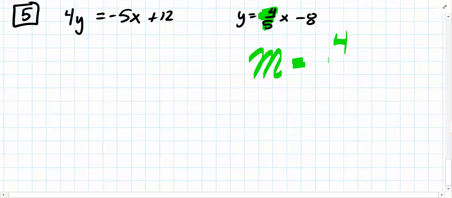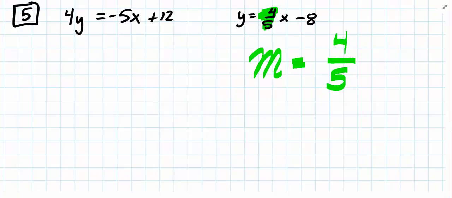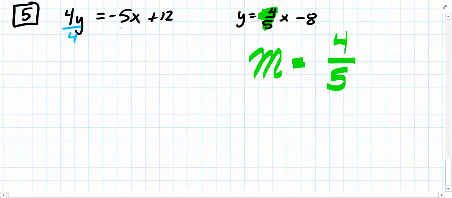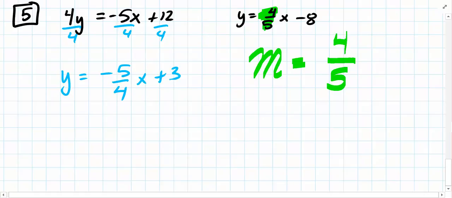Sorry about that. Okay? So I like the idea of what you said before. Let's divide both sides by 4. Let's divide everything by 4. So I get y is equal to negative 5/4 x plus 12 over 4 is 3, right? Okay, what's the slope of this line? Okay, here we go. How do these slopes compare to each other?